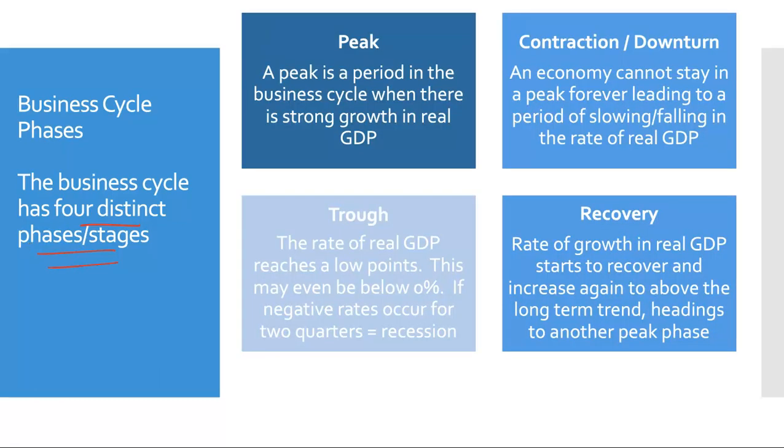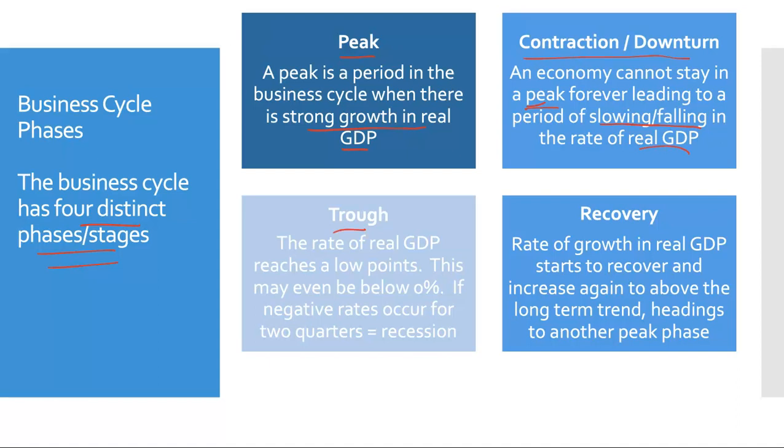When we talk about the 4 cycles, we're going to talk about peaks. And a peak is a period in the business cycle where there is strong growth in real GDP, so really strong growth. We're going to talk about contractions or downturns. This is where an economy cannot stay in a peak forever. We can't have strong growth all the time. So then we're going to have a period of slowing or falling of real GDP.